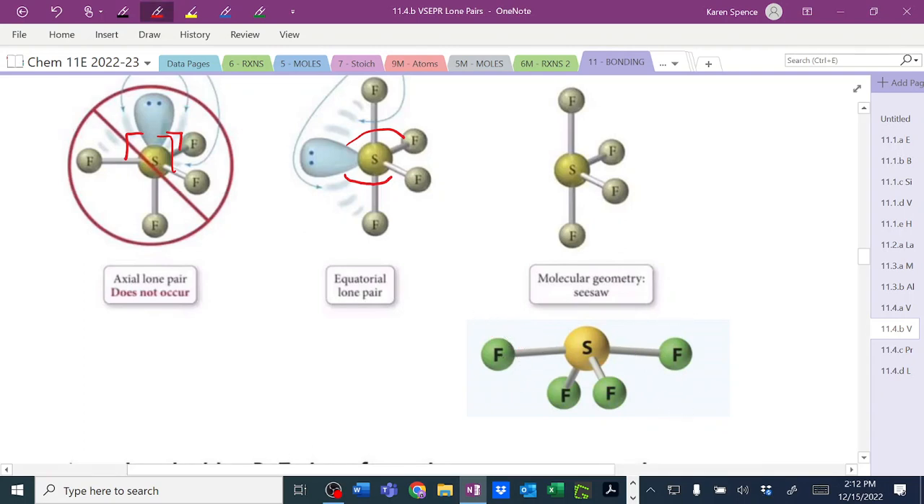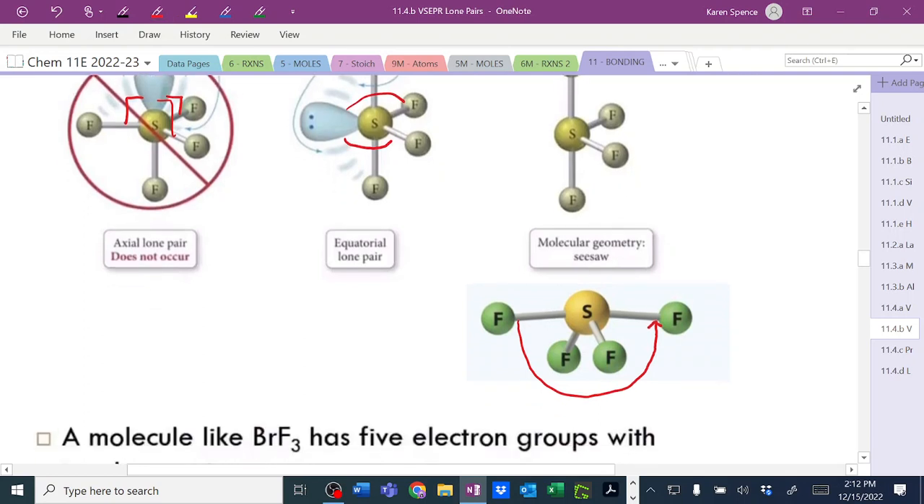Now, what do you notice about this angle between the axial and the axial? It's not 180, it is slightly less than 180. Yes.